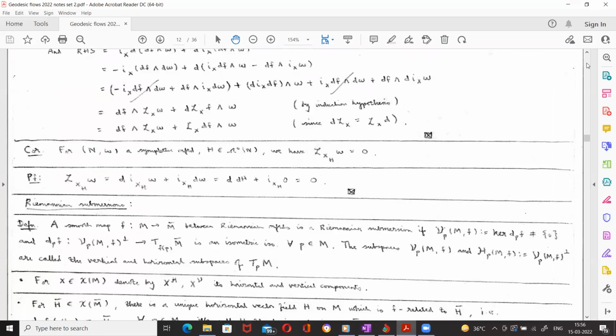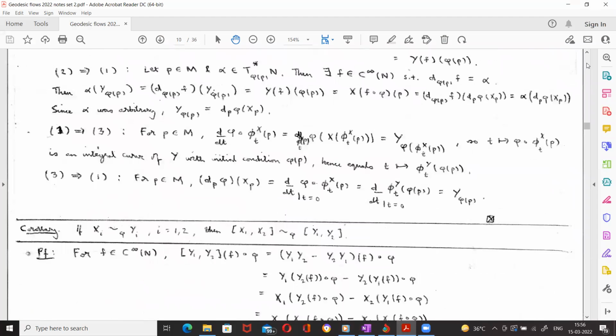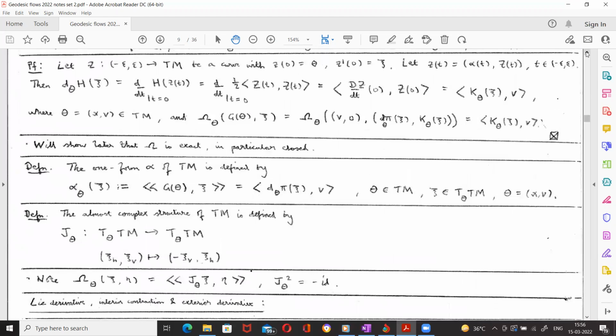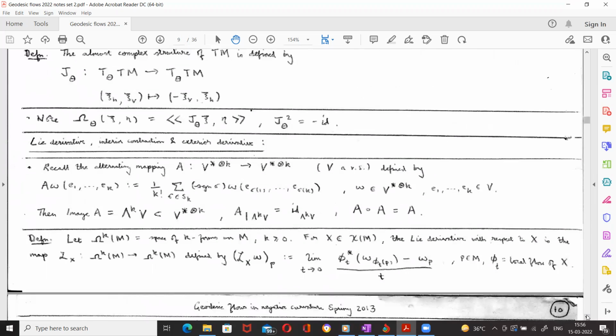So now let me come to what is the symplectic structure on the tangent bundle, right? That is easy to define. Actually, let me do it in terms of a linear map J. So remember T theta TM, we had this canonical decomposition into a horizontal component and a vertical component, right? Yes.